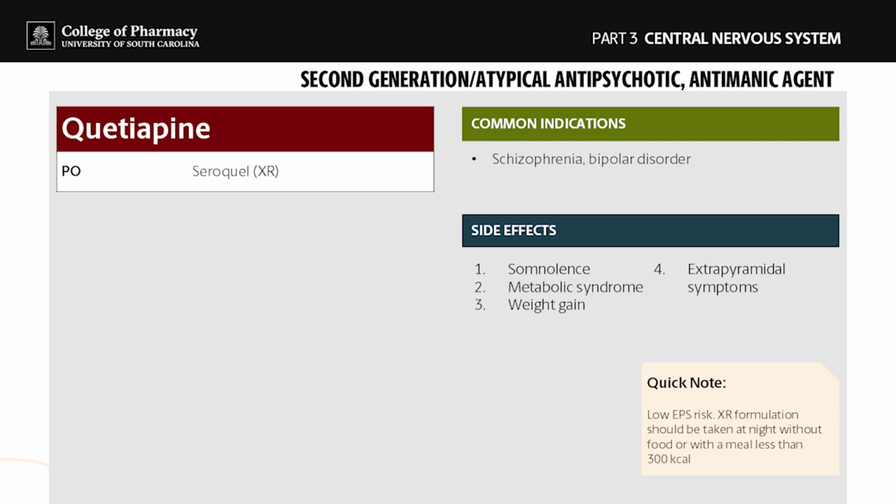Here's a second-generation atypical antipsychotic anti-manic agent, quetiapine. The brand name is Seroquel. The indication is schizophrenia, bipolar disorder, and here you have the same side effects: somnolence, metabolic syndrome with weight gain, and extrapyramidal symptoms. And if you're taking the Seroquel XR, it really needs to be taken at night.